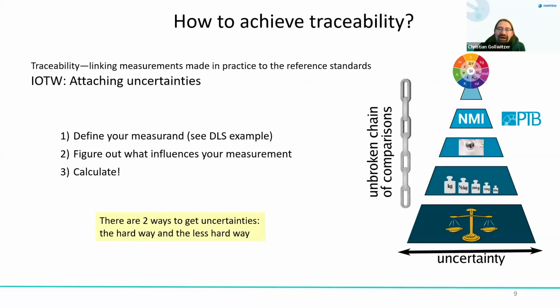So how do we get these uncertainties? In metrology, we call this traceability to the SI unit system. This means we have a measurement and we want to know its uncertainty. The first thing we have to do is define the measurand. So whether it's the hydrodynamic radius or the other radius, you have to figure out what influences these measurements and do some calculations.